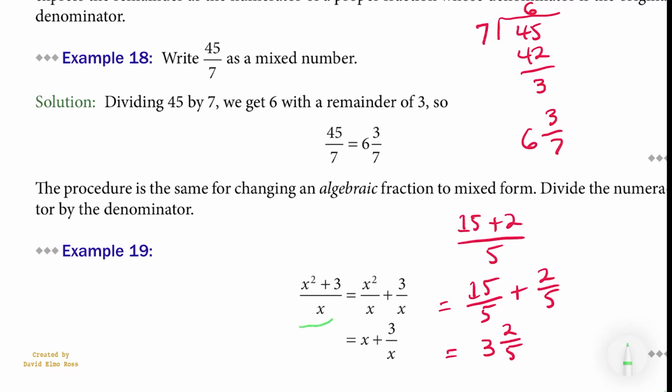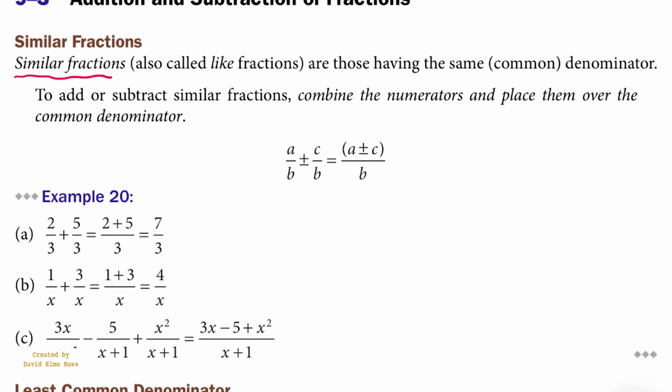Now in this case, we have x squared plus 3 over x, which, like the one up here, we can break down into x squared over x plus 3 over x. Now we can do like we did here to go back the other way. We can say x times x is x squared plus 3, all over x, and we get back our original one here.